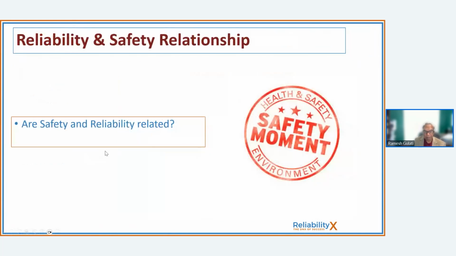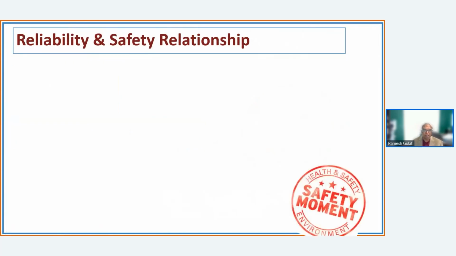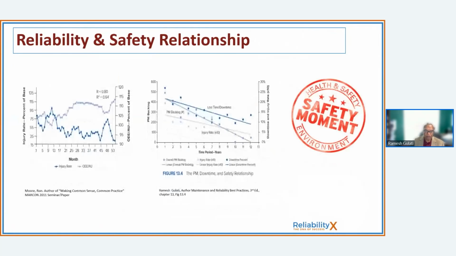Are safety and reliability related? Yes, they are. This is the reliability and safety relationship. The chart on the left side came from my friend Ron Moore. You can Google him, or Google this data, it is available.